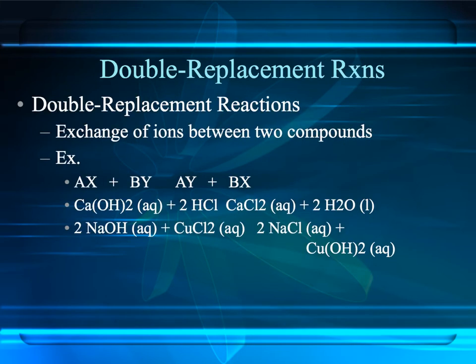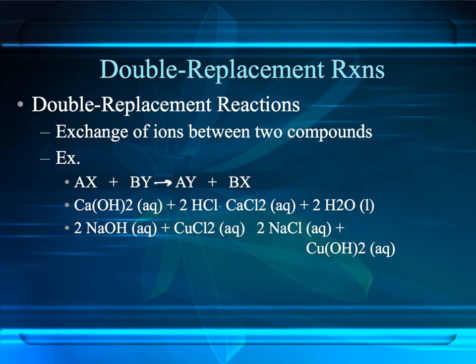Okay, double replacement reactions. So the last one of these general reaction types. This is when you have the exchange of ions between two compounds. A way to identify it is by looking for two compounds reacting, and you still end up with two compounds as a product. So if you have substance AX plus BY, you end up with AY plus BX, so the A and B have switched places there.